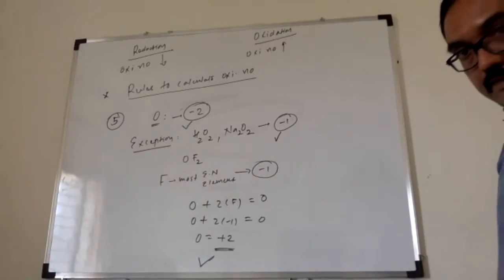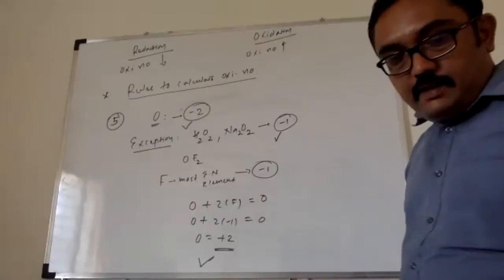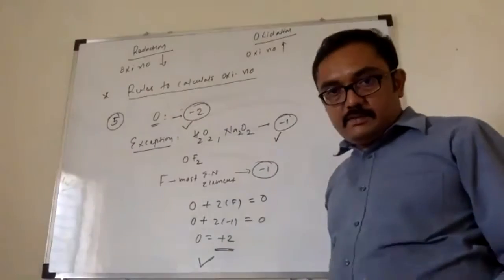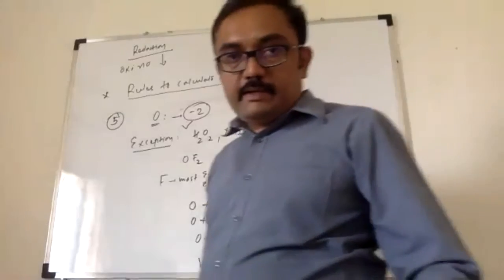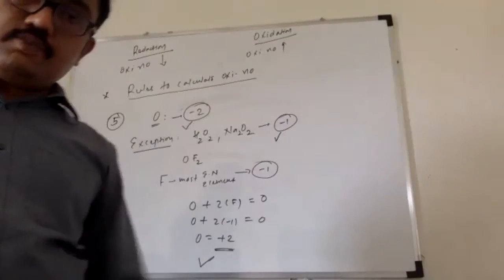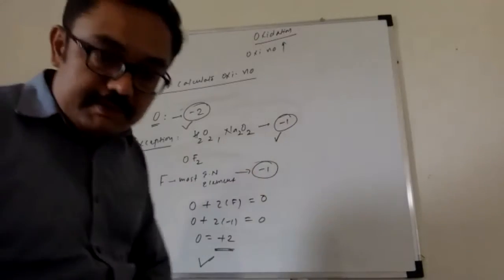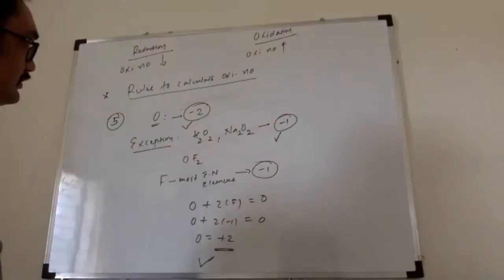Okay, yeah, thank you. So these are the exceptions for oxygen. Otherwise, apart from this, oxygen you should take -2. In most of the compounds, oxygen is -2. So that is the rule of oxygen. I am removing this.